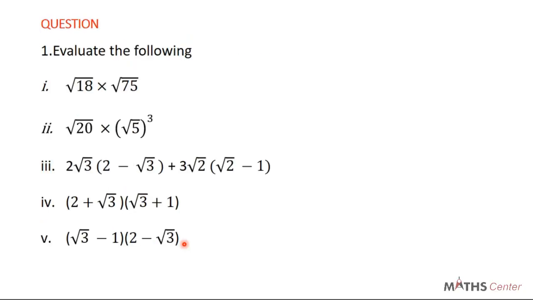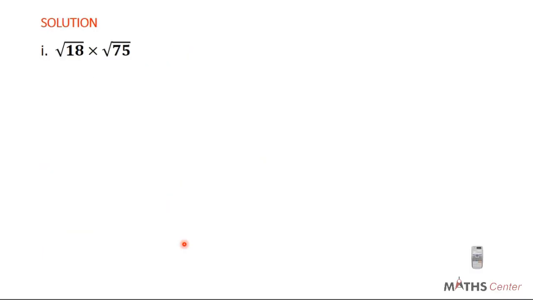So we are being told to evaluate the following. You take them one after the other, then you solve. So let's pick the first one. Sorry. We have square root of 18 times square root of 75. Now we can see from here that these ones are not in their basic forms. So we reduce them to their basic form as we have been doing all along.